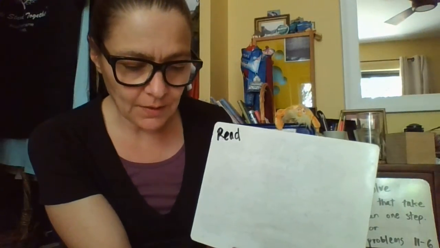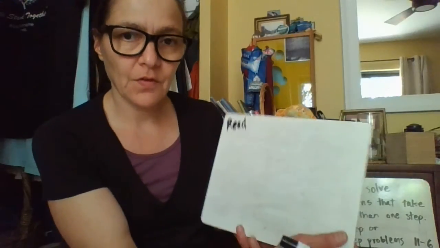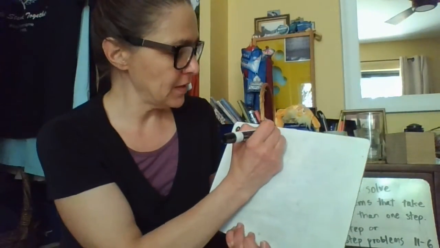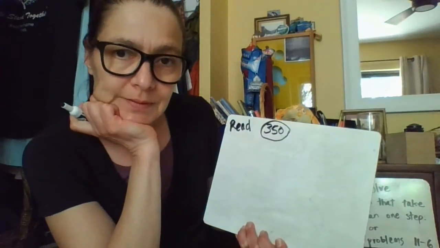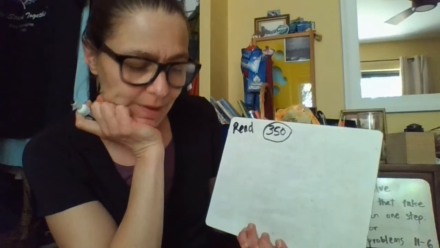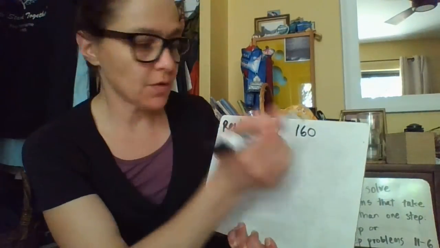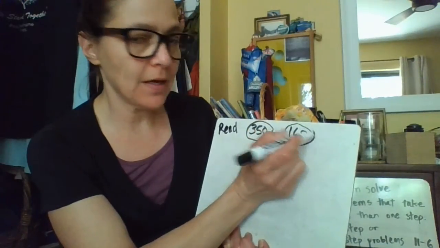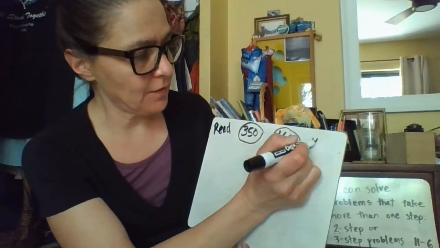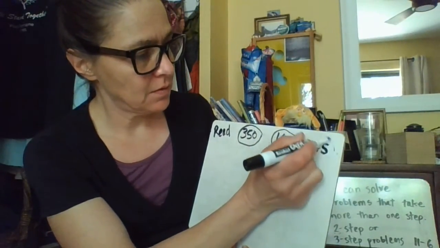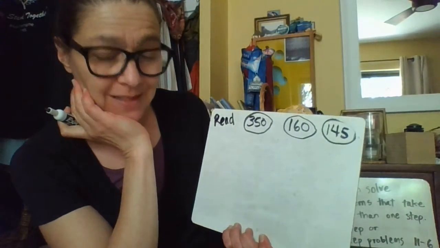Okay? Judy wants to bake 350 muffins. So now circle 350 in the story problem because that's a number you're going to need to know. She bakes one batch of 160 muffins. Circle 160 because you're going to need to know that as well. And one batch of 145 muffins. How many more muffins does Judy need to bake?